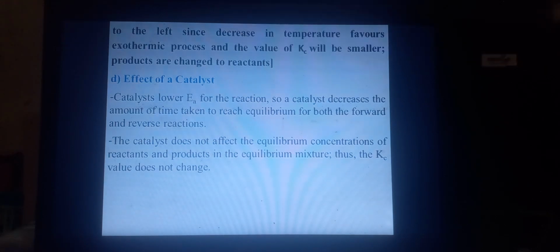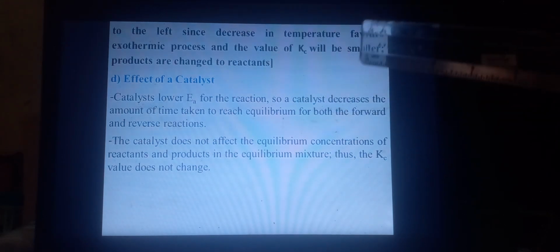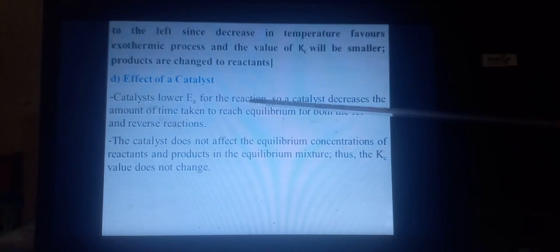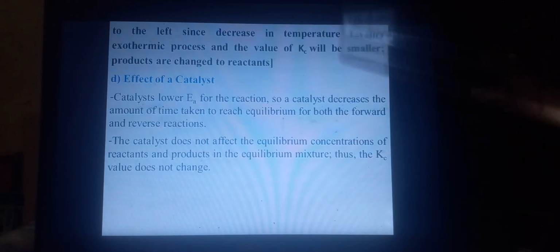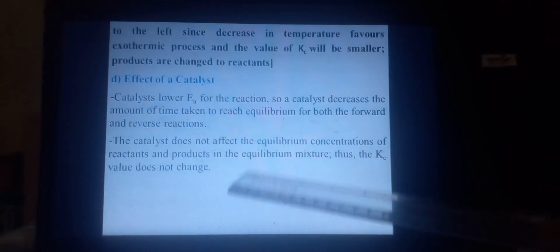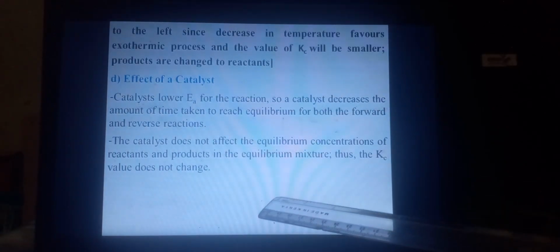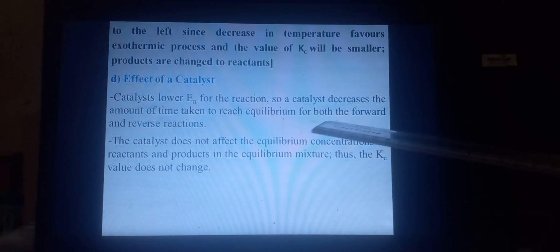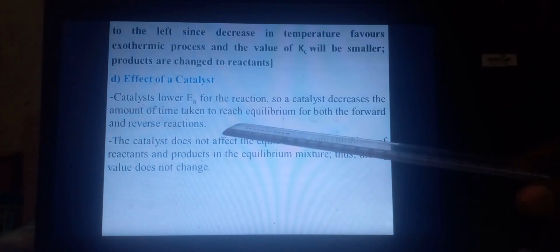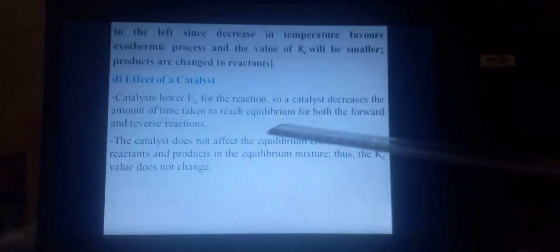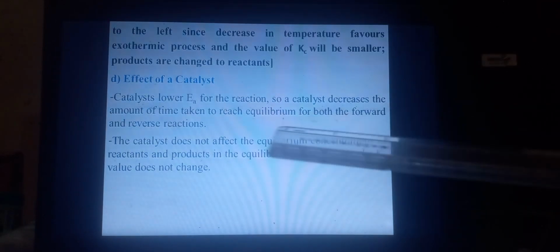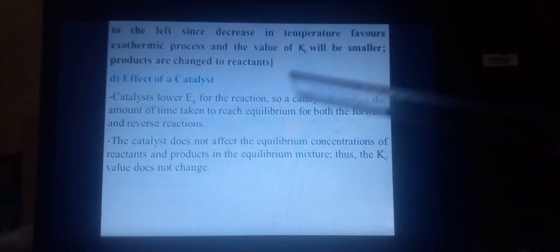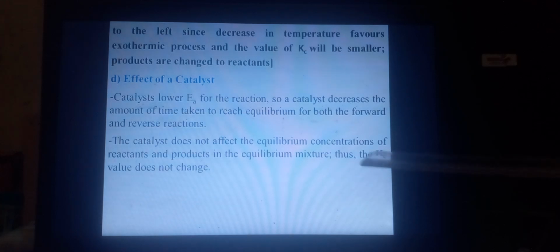Now, what is the effect of a catalyst on the rate of reaction? A catalyst accelerates the rate of reaction by lowering activation energy. But remember, a catalyst has no effect on the position of the equilibrium mixture. So the only thing that a catalyst does is to decrease the amount of time taken for a given system to reach equilibrium, where we have both forward and reverse reactions at a state of equilibrium. So the catalyst does not affect the equilibrium concentrations of reactants or products in the equilibrium mixture.